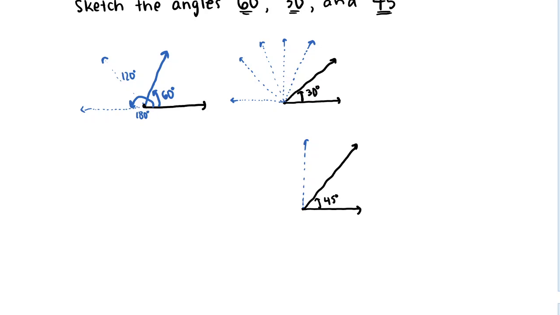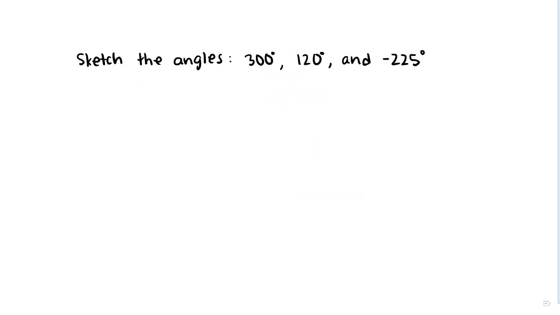And so maybe just to continue in this fashion, let's sketch angles of a few more different kinds. Let's do 300 degrees, 120 degrees, and negative 225 degrees. So pause the video and sketch these different examples out if you can. And maybe if you're up for it, take a moment to also think about what are some examples of coterminal angles to this last angle here. What are other angles that end up in the same position as negative 225 degrees?